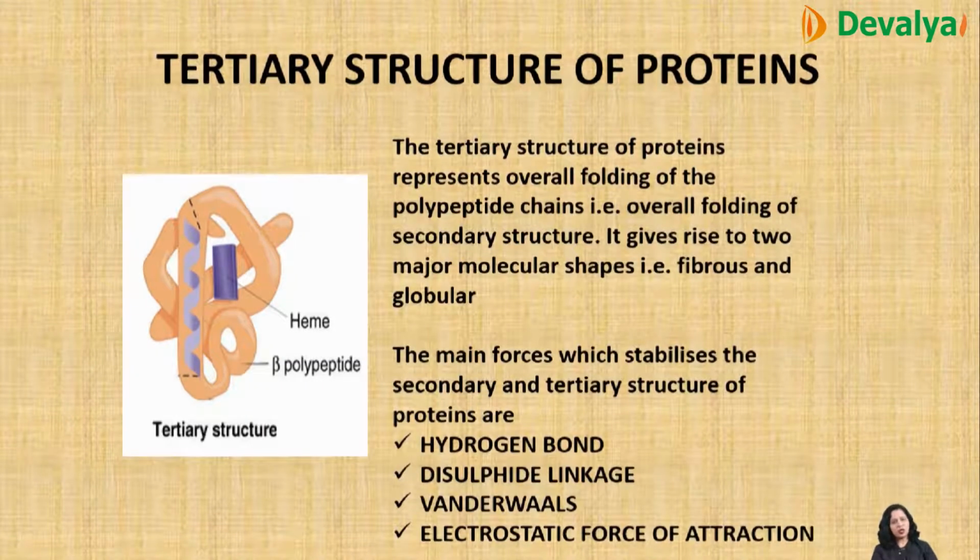This is the tertiary structure of the protein, which represents further overall folding. Like primary was straight, then you coiled up, secondary. Then again you coiled up, which gives the overall folding of the polypeptide chain, and it gives rise to two major shapes, fibrous and globular. The forces responsible for the secondary and tertiary structure of protein are hydrogen bonds, disulfide linkage, van der Waals, and electrostatic forces of attraction. So, these four forces are mainly responsible for the formation of the tertiary structure of proteins.